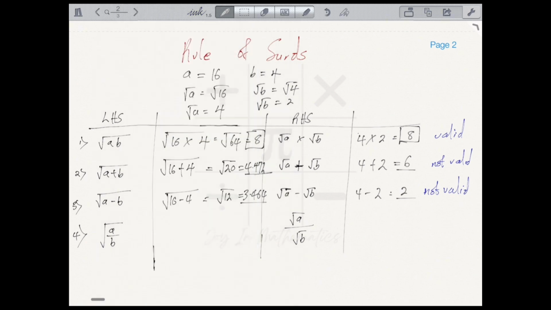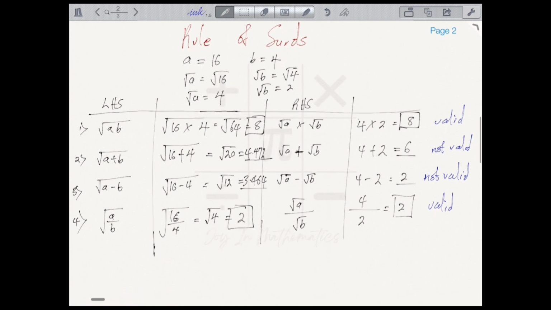And finally, let's go to number 4. Here we have root of A divided by B, and that's root of 16 divided by 4. 16 divided by 4 in this case is 4, so we have the square root of 4, and the square root of 4 is 2. If you consider the right hand side now, that's root A divided by root B. Root A is 4, root B is 2, and that gives 2. So we can say that 2 is equal to 2, and it is valid.